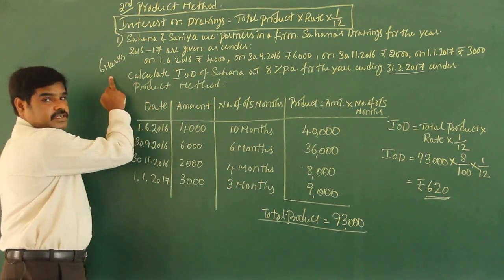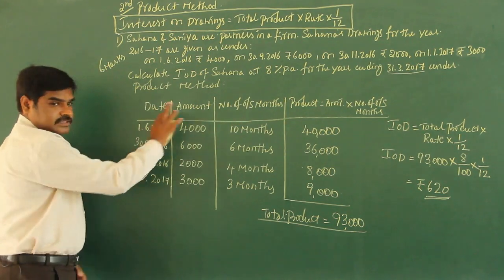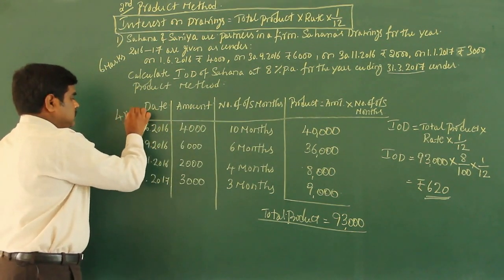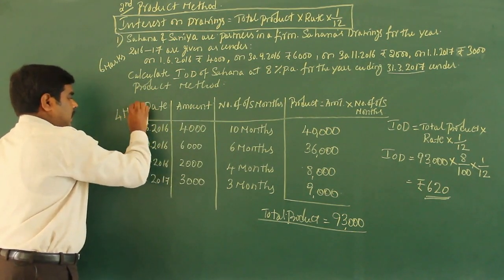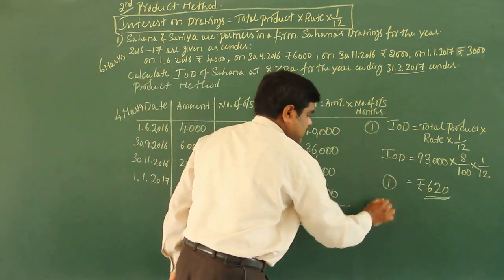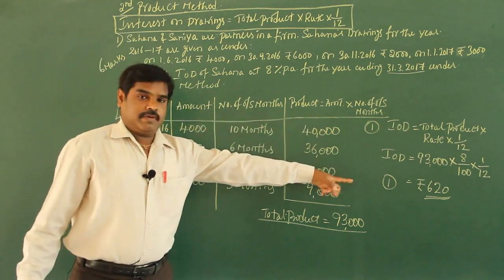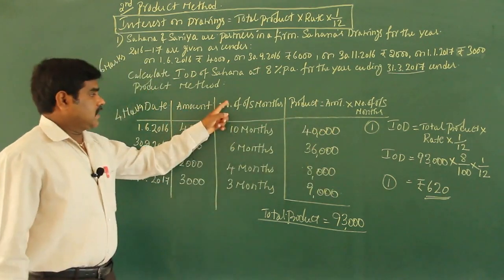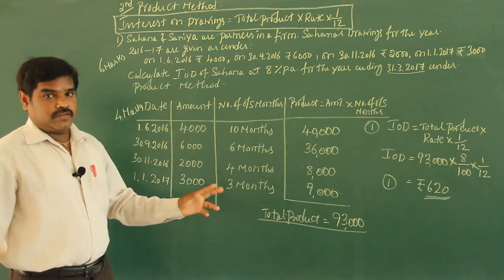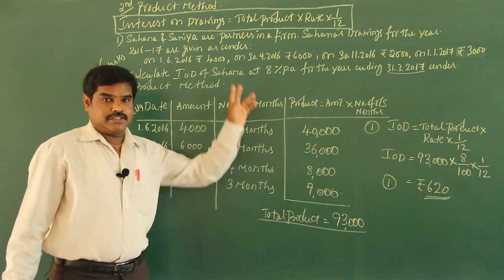It's important for 6 marks. This table will carry 4 marks. Formula carries 1 mark and the final answer carries 1 mark. So 4 plus 1 plus 1. So be careful while calculating outstanding months. With a 1 month variation, you are going to lose 3 marks. Okay, so this is the first problem.